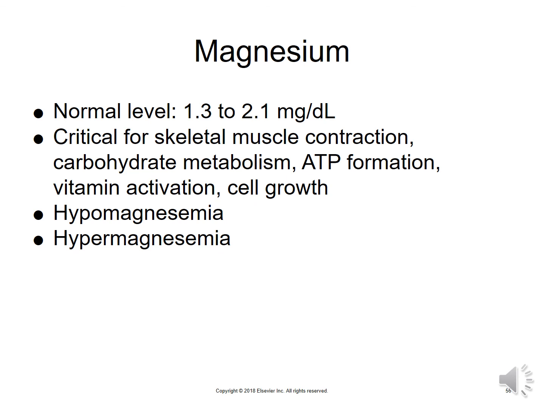Magnesium, our normal level is 1.3 to 2.1. Magnesium is critical for skeletal muscle contraction, for carbohydrate metabolism, for ATP formation, which has to do with energy, for vitamin activation, and cell growth.